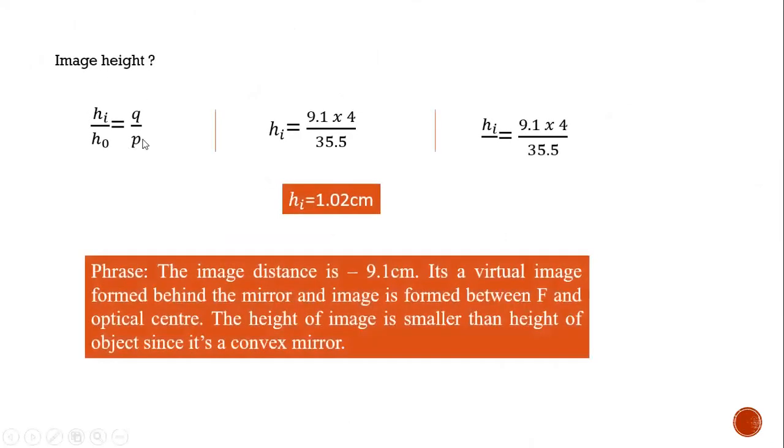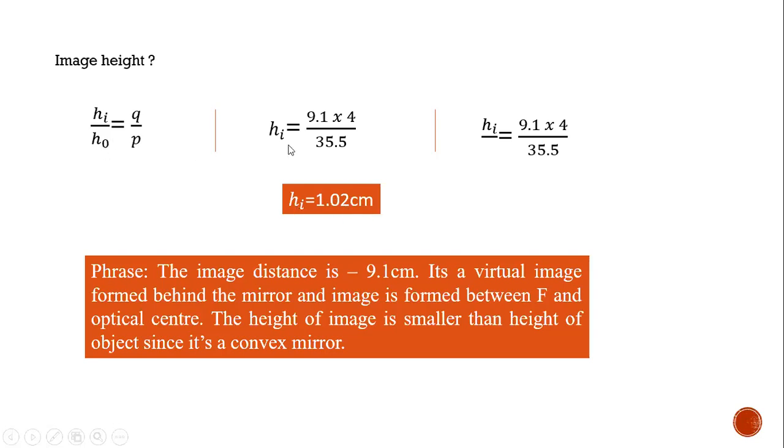Now, what do you think? It is a convex mirror. Do we get magnification or not? Let's see. By calculation, we are going to prove that. Now you see that height is equal to this upon this, q upon p. Now ho will be taken to the other side, and substituting the value, q is 9.1, 35.5 is your object distance, and 4 is the height of the object. After multiplying, I will get height is 1.02.